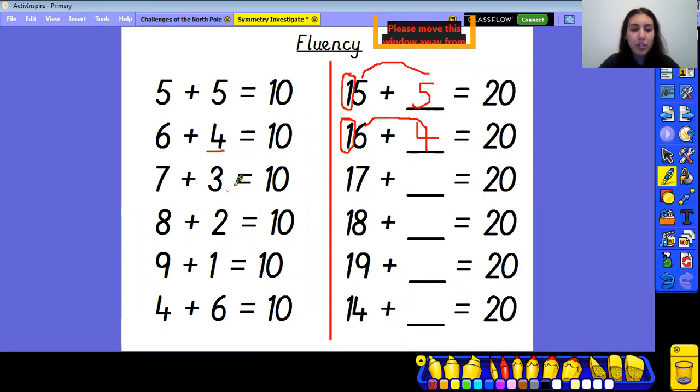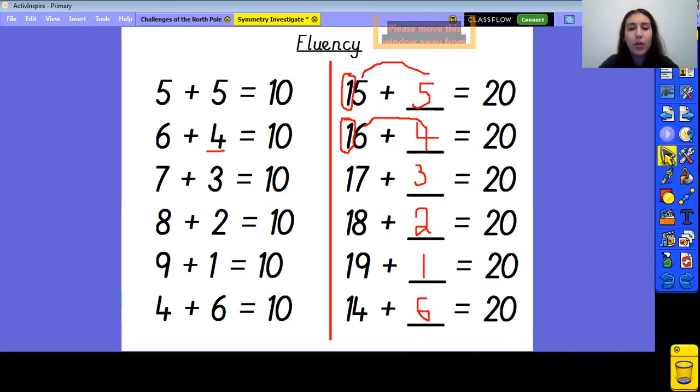I know that 7 plus 3 equals 10, so I also know that 17 plus 3 equals 20. I know that 8 plus 2 equals 10, so I know that 18 plus 2 equals 20. I know that 9 plus 1 equals 10, so I know that 19 plus 1 equals 20. I know that 4 plus 6 equals 10, so I know that 14 plus 6 equals 20. Well done if you got those right.